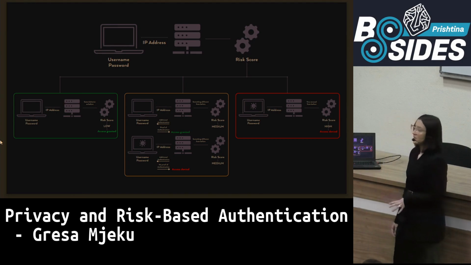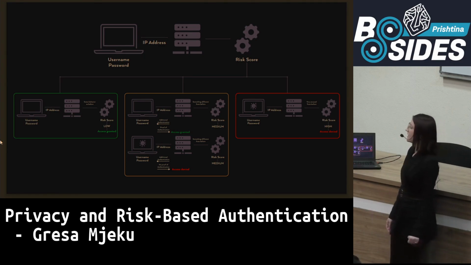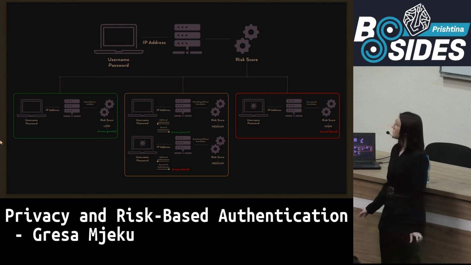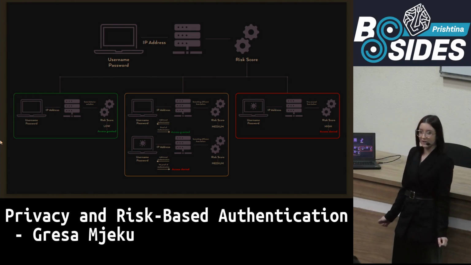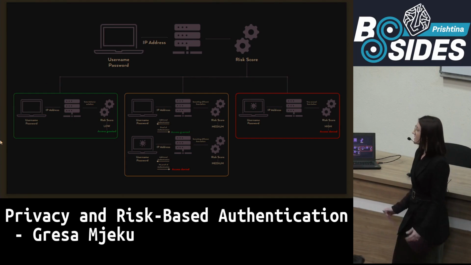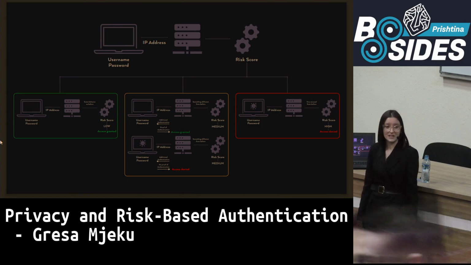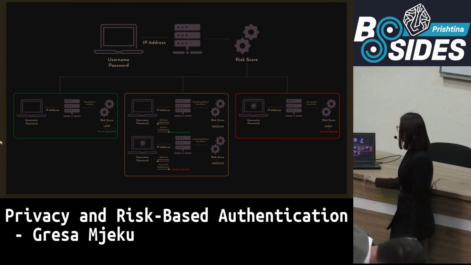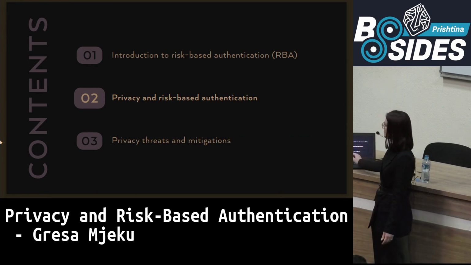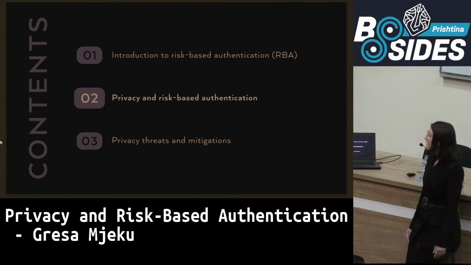If the user behavior is as always, then the access is granted and the user is not bothered by another form of authentication. Whereas if the risk score is medium or high, then depending on the RBA implementation, the system requires more information as proof. If no proof is given, then access is denied. So far, so good. RBA is offering high security and is leaving the usability intact.